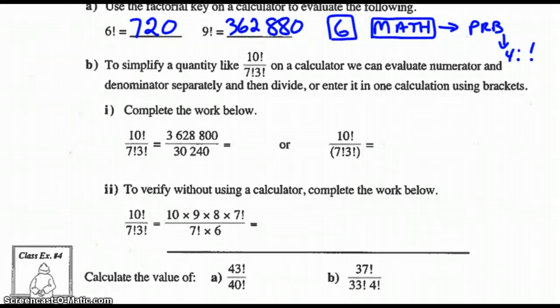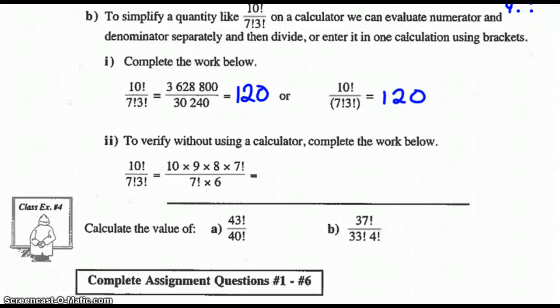To simplify a quantity like 10 factorial over 7 factorial, 3 factorial in the calculator, we must remember to put the denominator in brackets. All right. Otherwise, it's not going to work. So try that. Put it in brackets. We should come up with 120. Doesn't matter which way we do it.